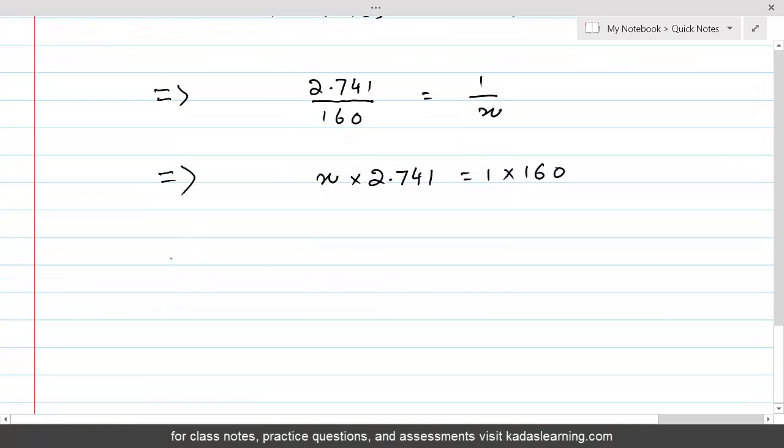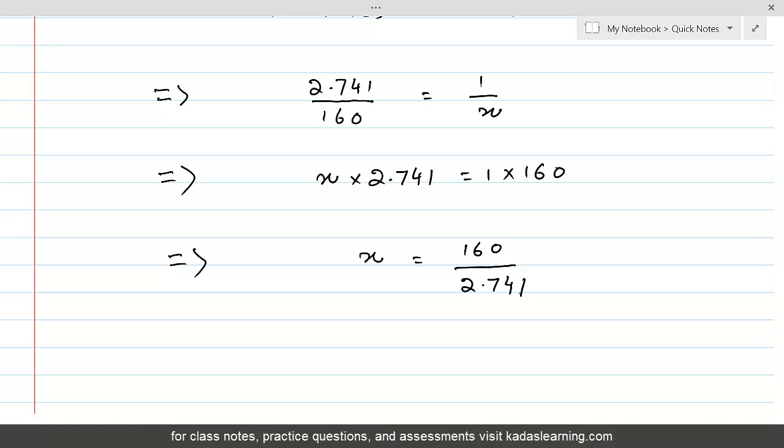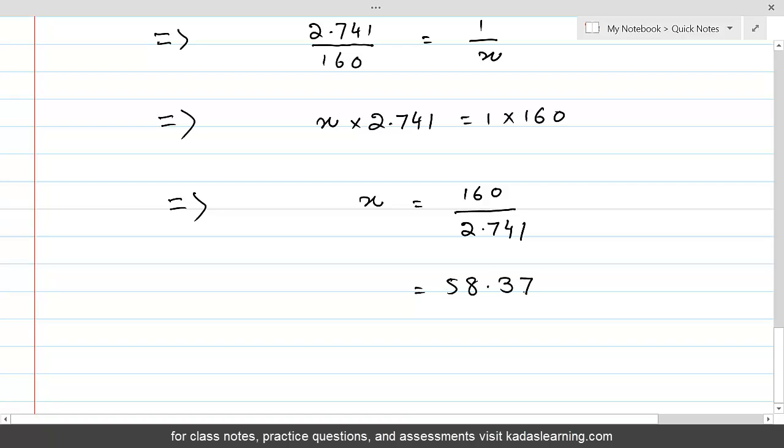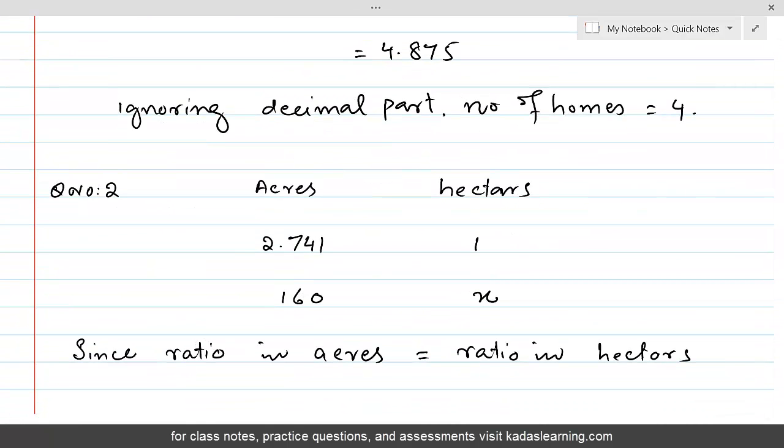Now for finding the value of x, we are going to divide both sides by 2.741. Therefore, x would be equal to 160 divided by 2.741. And when we divide 160 by 2.741, the answer is 58.37. This is how many hectares will be represented by 160 acres. So this is the answer to the first part of the question.